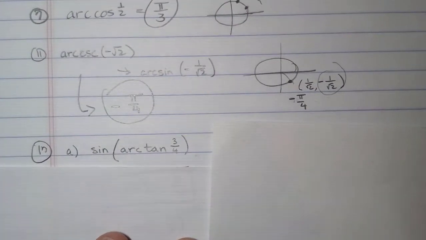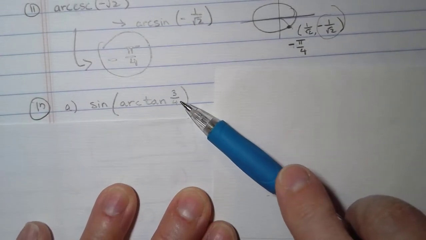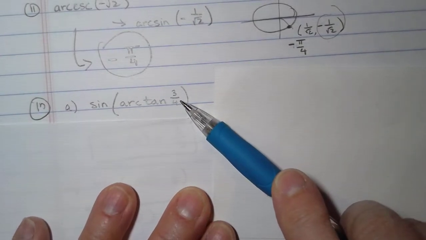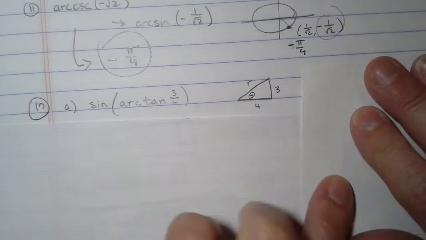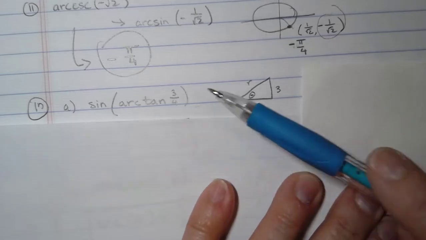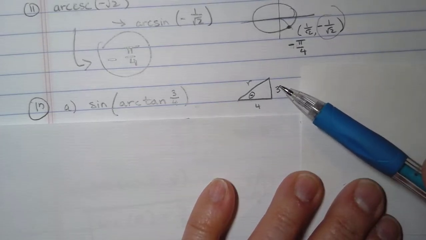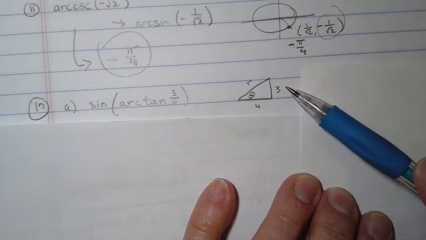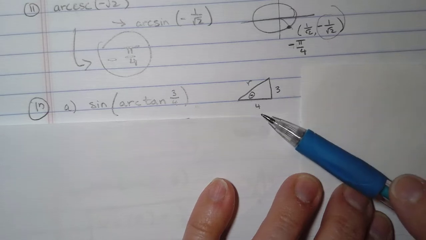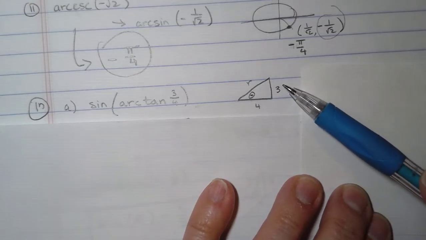17. The sine of the angle whose tangent is 3/4. Now, we know 3/4 is not one of our unit circle values, but if we think about triangles, if we know the tangent of some angle is 3/4, that means the side opposite and the side adjacent are in the ratio of 3 to 4. This could be a 6 and an 8. This could be a 9 and a 12, and so forth, but the ratio is 3 to 4.